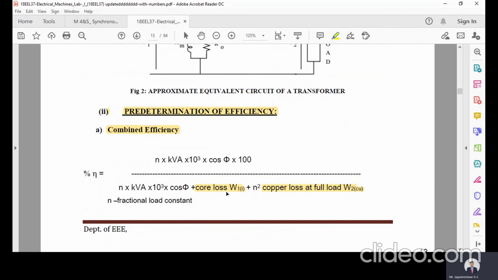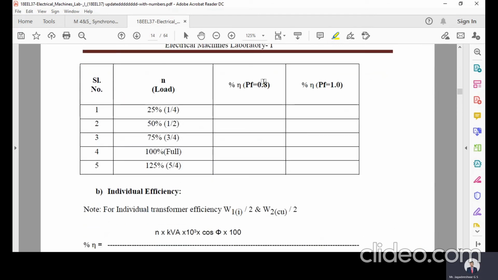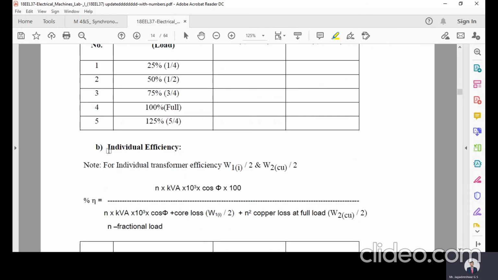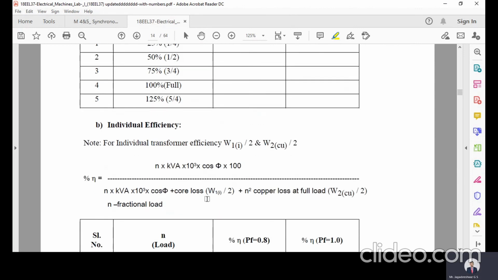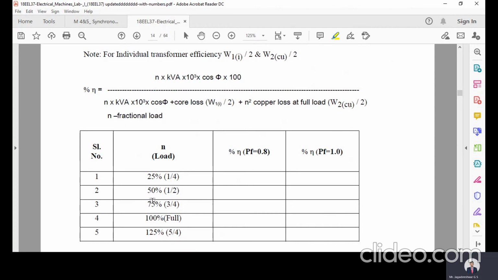W1 is considered as core loss and W2 is considered as copper loss. You can use those readings and calculate the efficiency for different fractional loads and different power factors. Similarly, you can calculate the individual efficiency. In this case, for individual transformer efficiency calculation, W1 and W2 have to be divided by 2, and then you substitute the values here. Accordingly, you can get the transformer efficiency for different loading conditions.